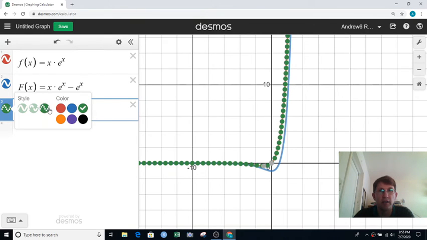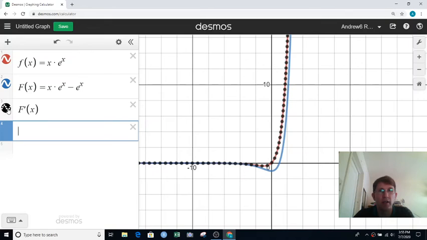I'm going to put that in dots and change its color so it contrasts with the red. So if we got the antiderivative right, then its derivative should exactly match the original integrand function, and that looks like it's working pretty well.